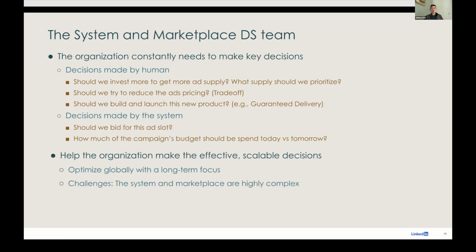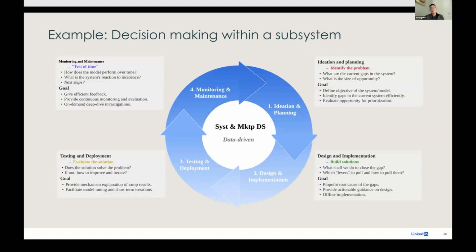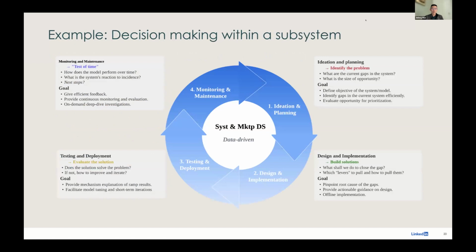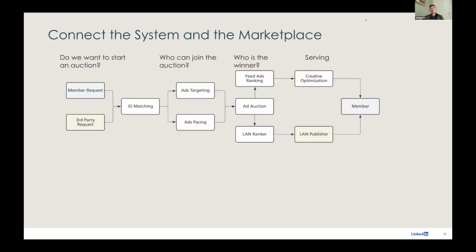And another challenge we're facing is when we make a lot of these decisions, we need to face this super challenging system and marketplace. So what does that even mean? I'll skip this, but this is just to give an example of all the decisions we need to make. Basically, this is our system. You can see this is a very oversimplified view of the system, but it's already getting very complex.